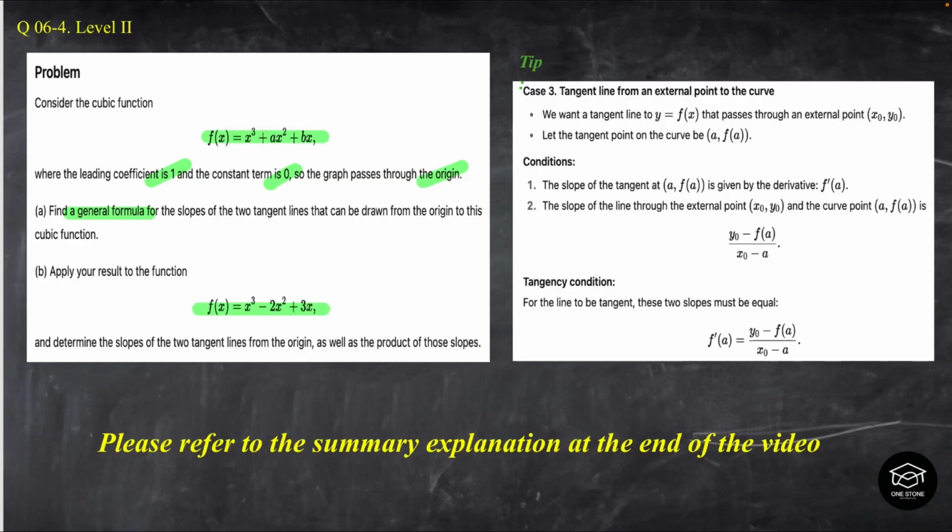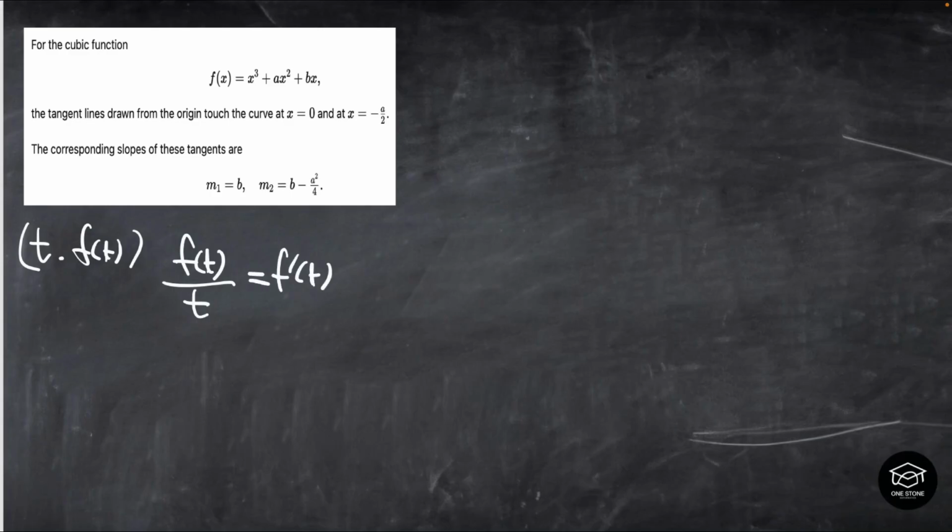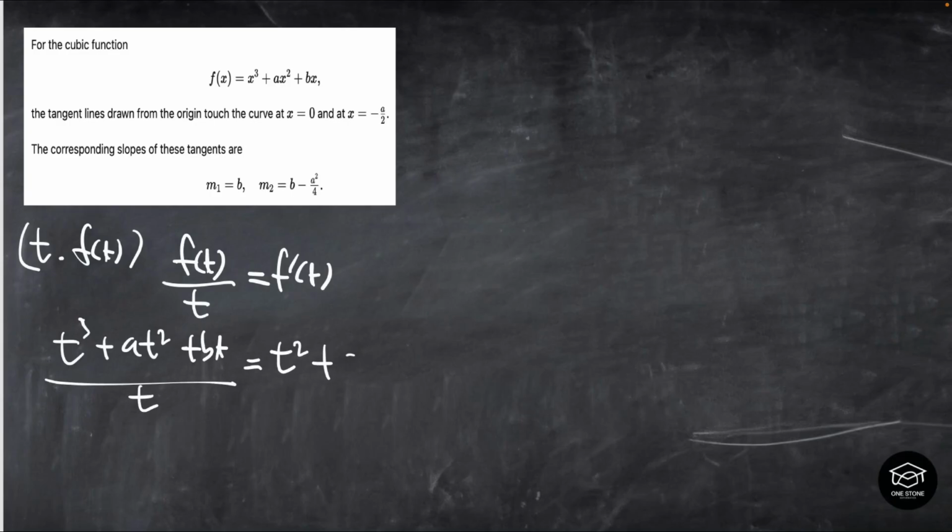Let's begin. First, imagine the tangent touches the curve at some point where the x-coordinate is t. Then the point on the curve is (t, f of t), and the line through the origin and this point has slope equal to f of t divided by t. Since f of t is t cubed plus a t squared plus b t, dividing by t gives us the slope as t squared plus a t plus b.